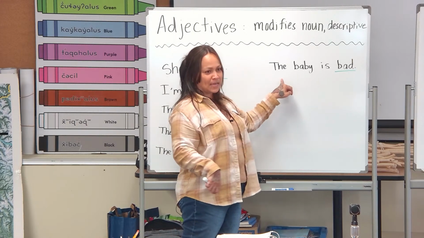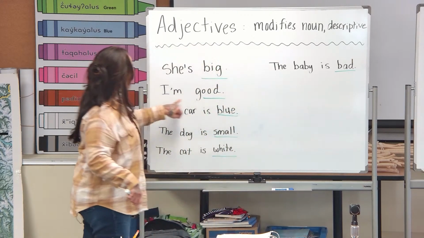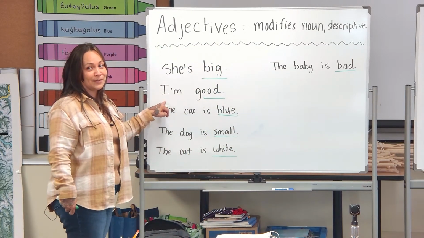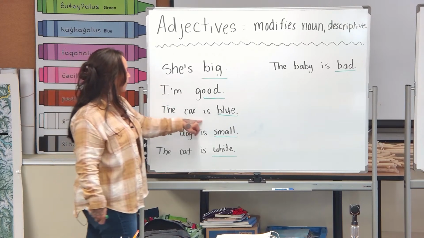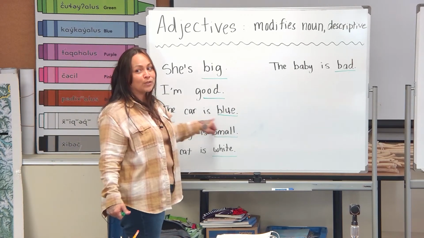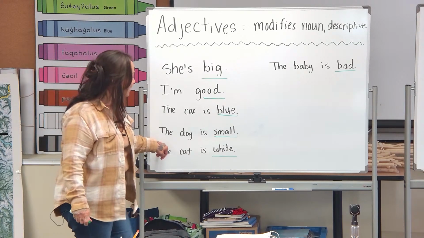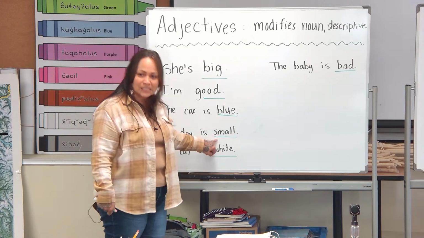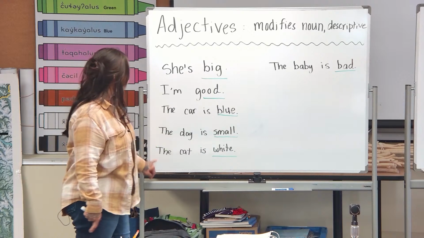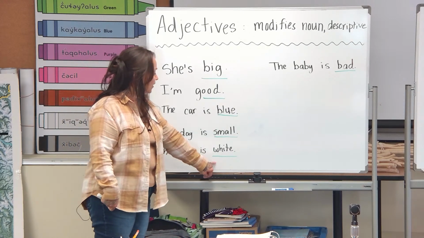Bad is the baby. Good I am. The car is blue. Blue is the car. Yeah, we could learn from Yoda. The dog is small. Small is the dog. The cat is white. White is the cat.